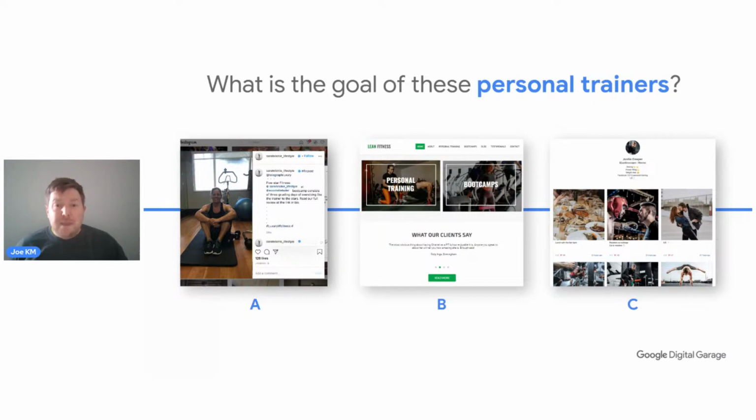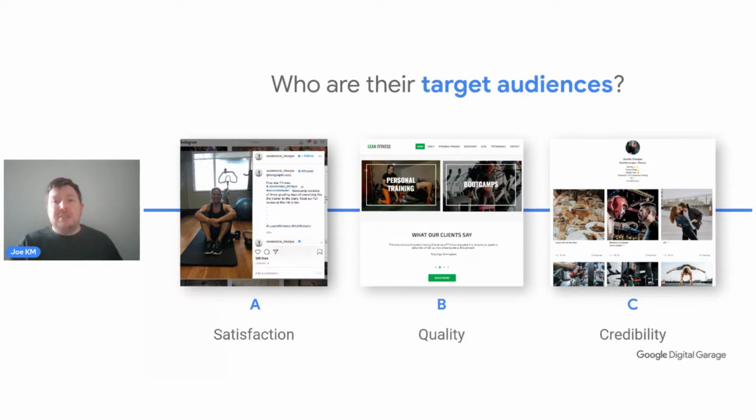The second one, we've got personal training and boot camps, and then reviews from their clients. So quite professional. And then the last one, we've got someone who's clearly into fitness, well-created content, good content, but also showing a little bit of the real world, some drinks, some food, some fun being had while actually doing training. So what is it you think these people are trying to achieve? What is the goal of these personal trainers?